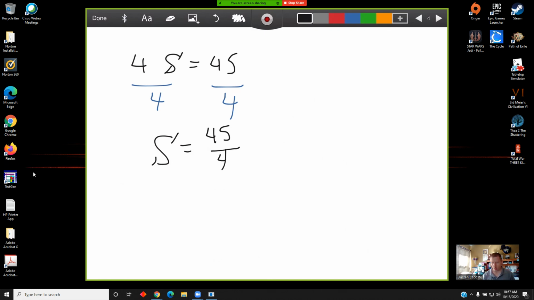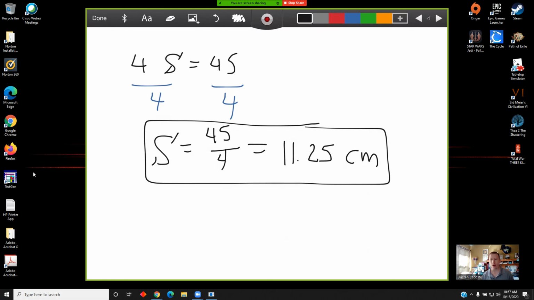If you wanted to, you could write this as an equivalent decimal, which would be 11.25. And this is telling me s, which is the distance from the lens to the film. And all of our distances in this problem were measured in centimeters. So this would be 11.25 centimeters.